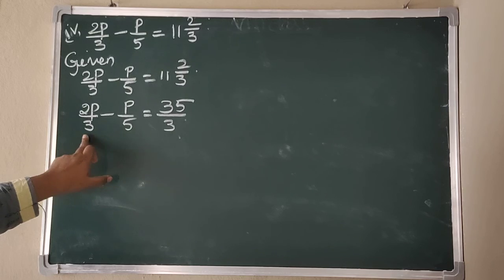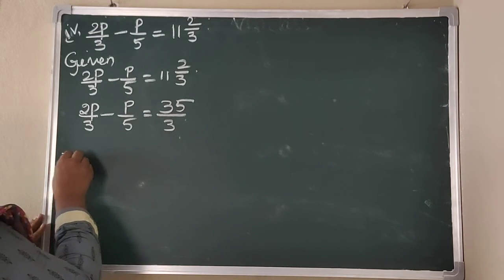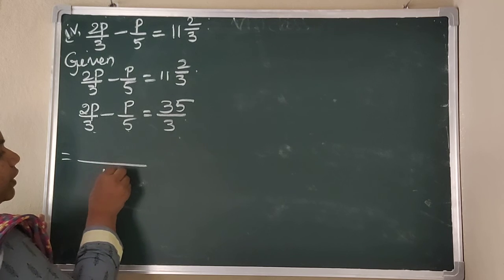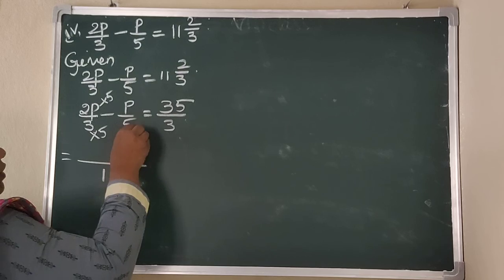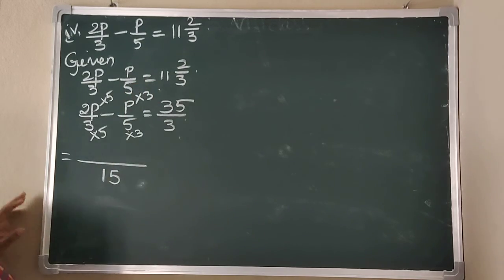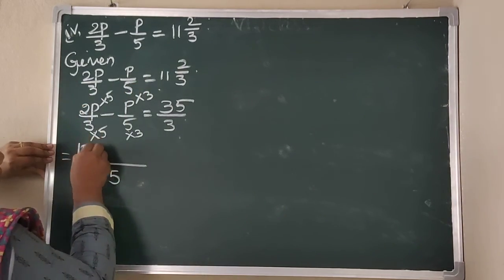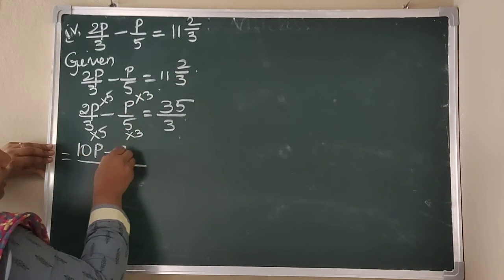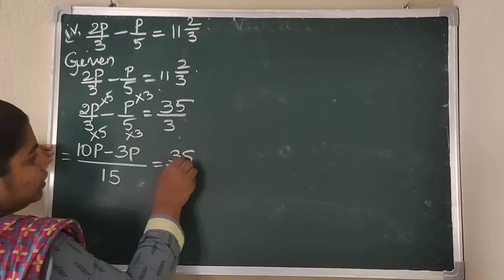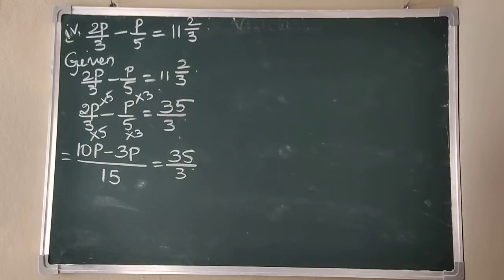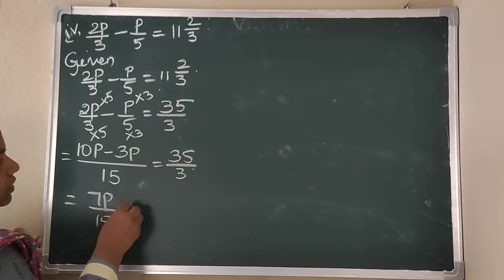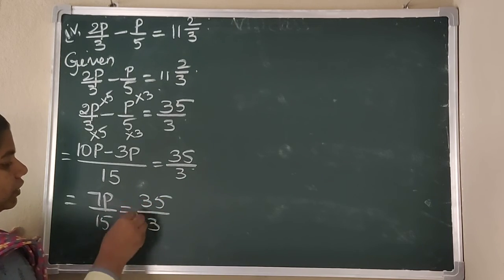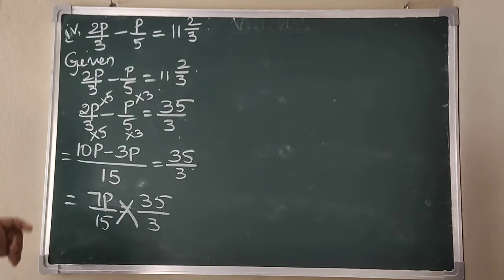Now we have to find the p value. So we have to take the LCM of 3 and 5. What is the LCM of 3 and 5? It is 15. So here, into 5, into 5, into 3, into 3. So 5 2s are 10, so 10p minus 3 into p is 3p is equal to 35 by 3. Now you can do cross multiplication here, or first solve this. 10 minus 3 is how much? 7. So 7p by 15 is equal to 35 by 3. Do cross multiplication. So it will be how much?